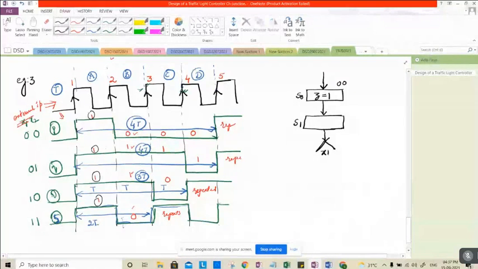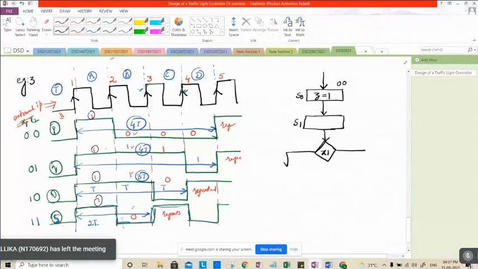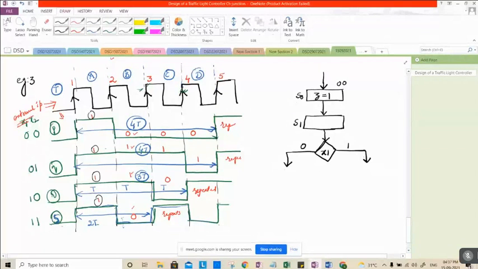x1 can be 0 or x1 can be 1. Now whenever x1 is equal to 0, again we have the x2 condition, this condition.